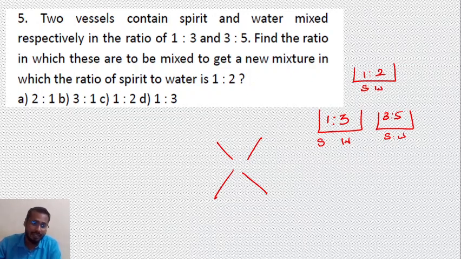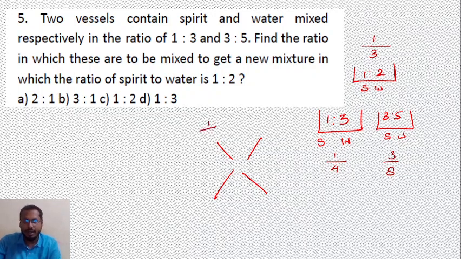Let's take this. I'm going to convert everything into spirit. Let's talk about spirit alone. Totally 1 plus 2 is 3. Out of 3, the spirit is only one part. Here, out of 4, spirit is only one part. And out of 8, spirit is only 3 parts. So compare these two things, 1/4 and 3/8, and the resultant should be 1/3. Now just subtract these numbers: 3/8 minus 1/3 and 1/3 minus 1/4.